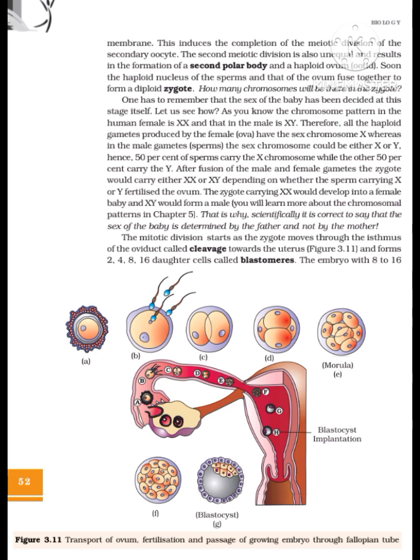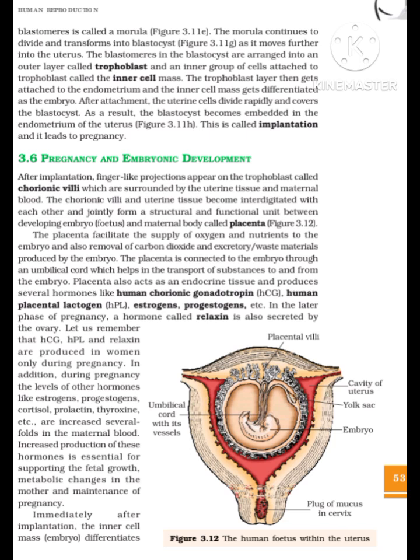The mitotic division, called cleavage, starts as the zygote moves through the isthmus of the oviduct towards the uterus, figure 3.11, and forms 2, 4, 8, 16 daughter cells called blastomeres. Figure 3.11, transport of ovum, fertilization, and passage of the growing embryo through the fallopian tube. The embryo with 8 to 16 blastomeres is called a morula, figure 3.11a.